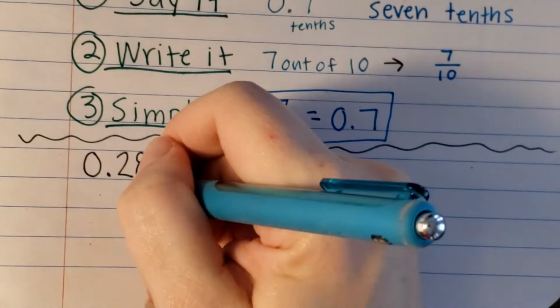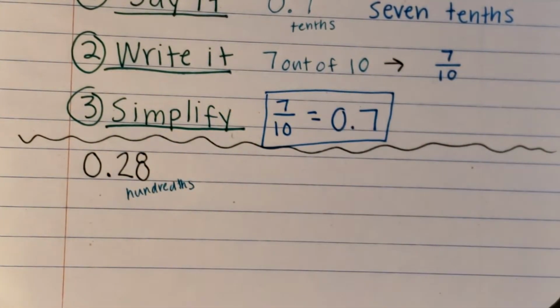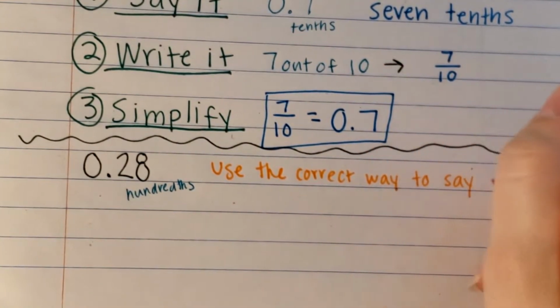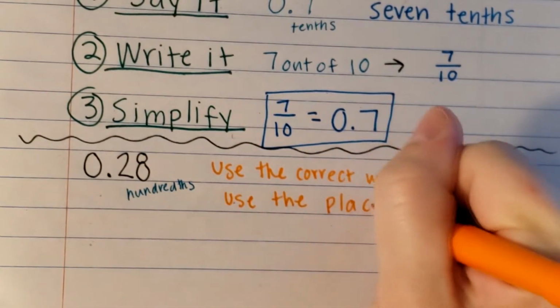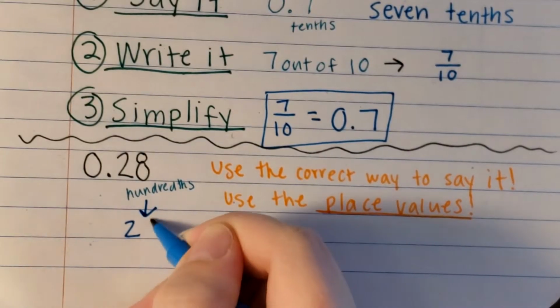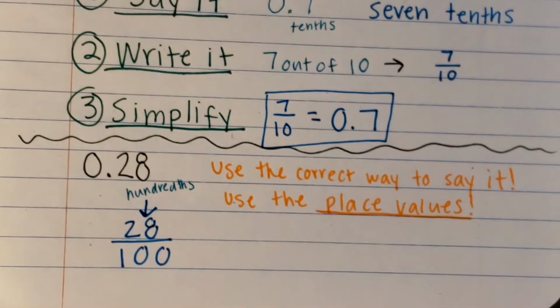Here is another example, 0.28. Even though this is a fast way to say this number and most people will understand you, I recommend using the place value to say the number to help you to convert it into a fraction. The 8 is in the hundredths place value, so the first step is to say it. 28 hundredths, meaning 28 out of 100. Second step, write it down. 28 over 100. Third step, simplify.